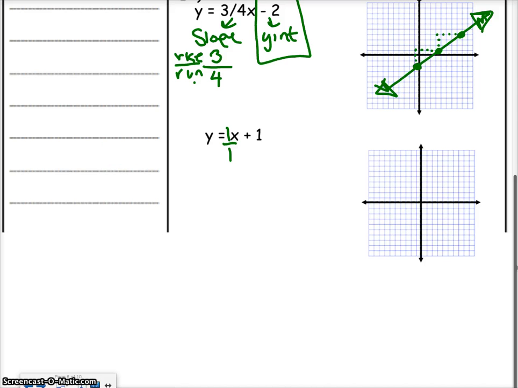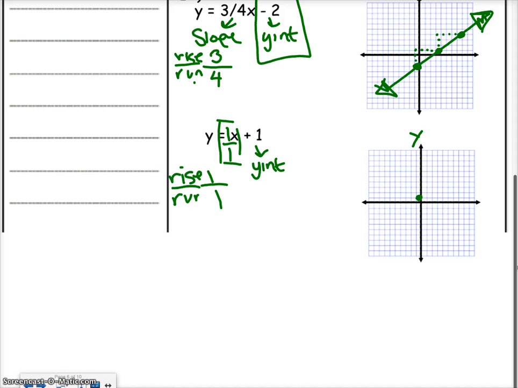Now I'm going to identify. This is my y-intercept. Do you agree with that? Okay, so I'm going to make a dot at 1. Y-axis, that's a tall one. And now I'm going to use my slope. My slope is 1/1. That means I'm going to rise up 1, run 1. So up 1 over 1, up 1 over 1. That's what I'm going to do.